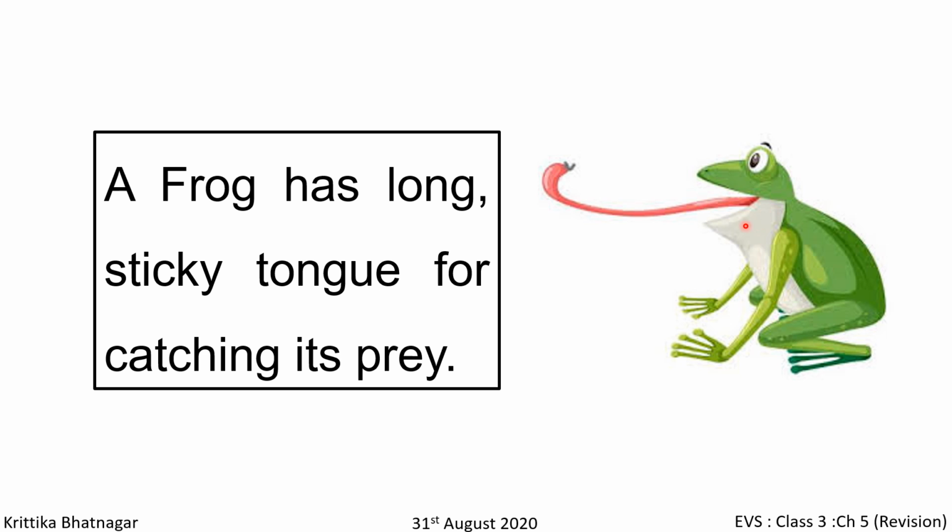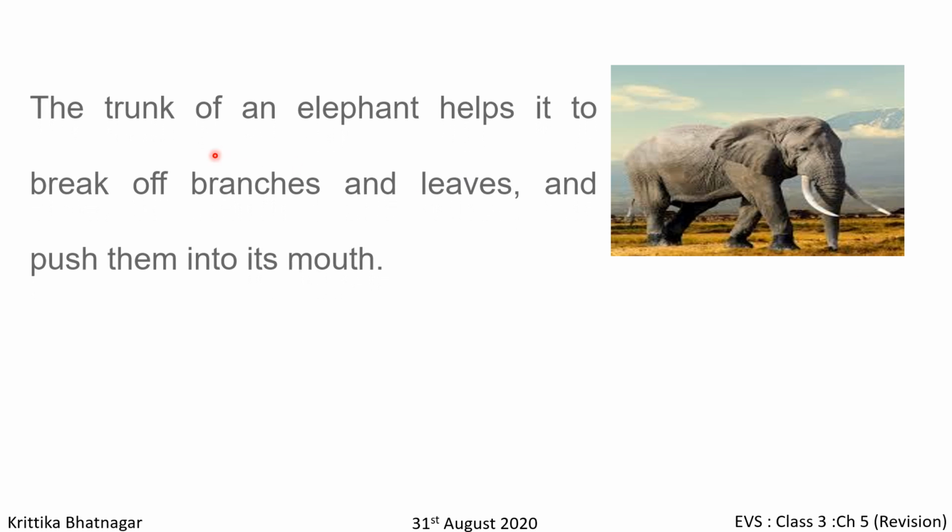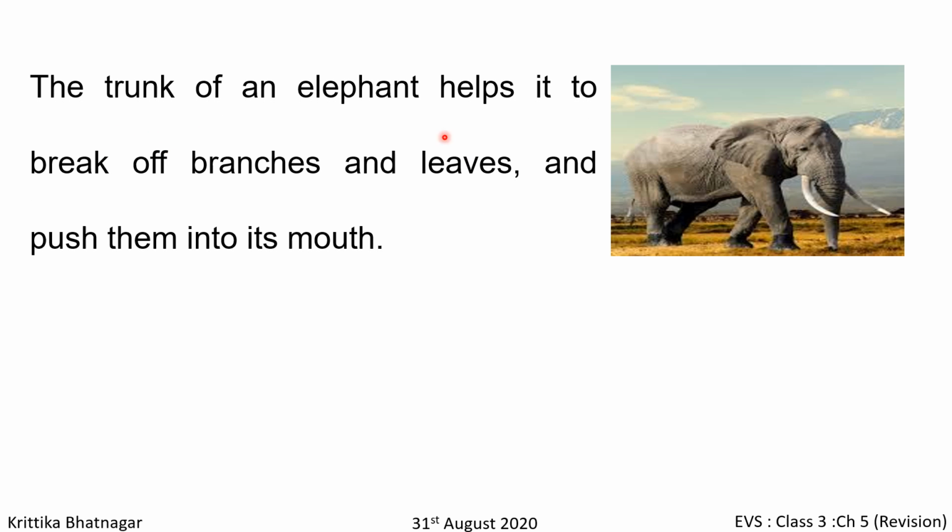A frog has a long sticky tongue for catching its prey. As you all know, an elephant's trunk is very strong and flexible. So the elephant uses its trunk to break the branches of trees. The trunk also helps it to push its food into its mouth.